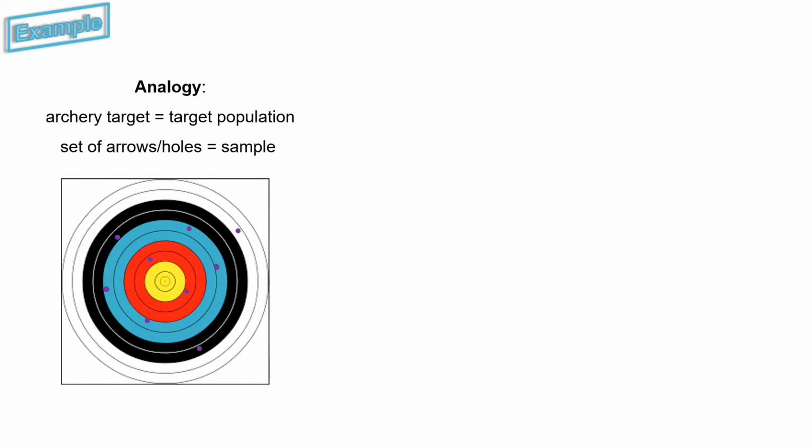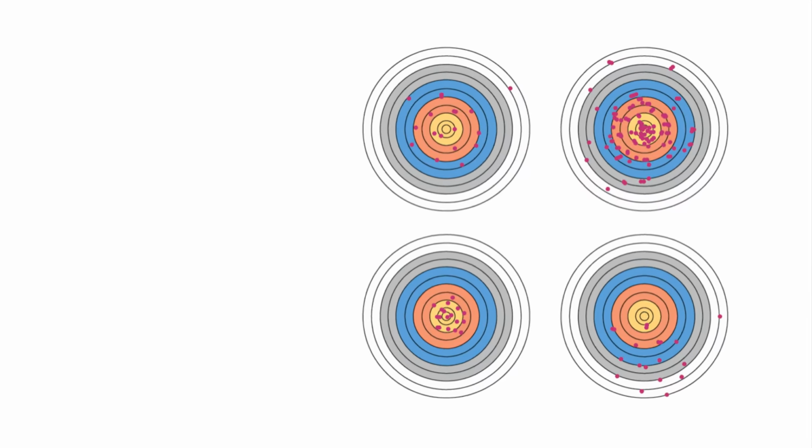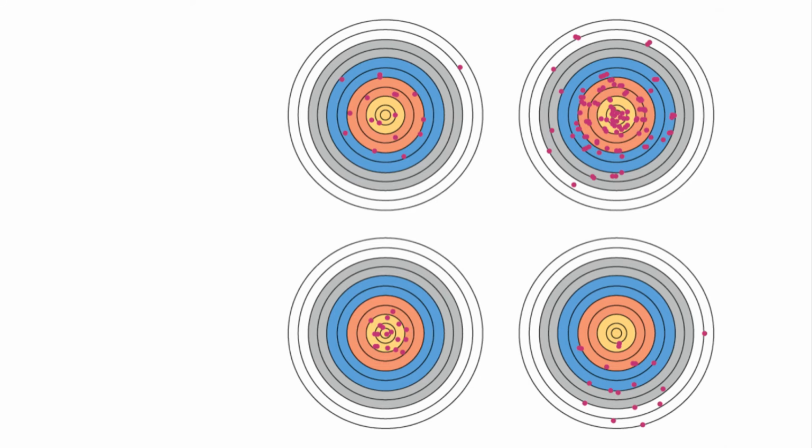So here, look at the 4 examples representing what is left, just the arrows, and use the pattern created by those arrows to guess where the center of the archery target might have been. What you probably noticed is that it is easier to guess where the center of the archery target might have been if you have more arrows, and also if the pattern is more clustered, so less variability.